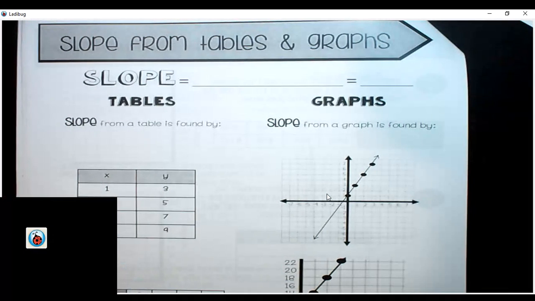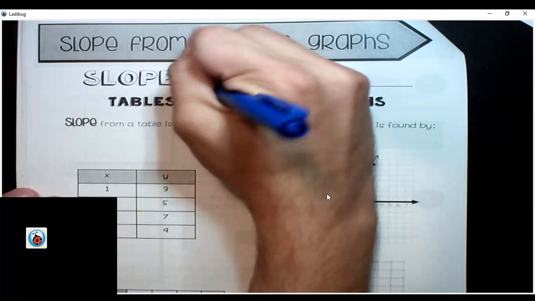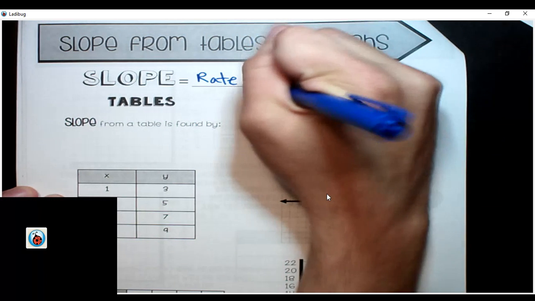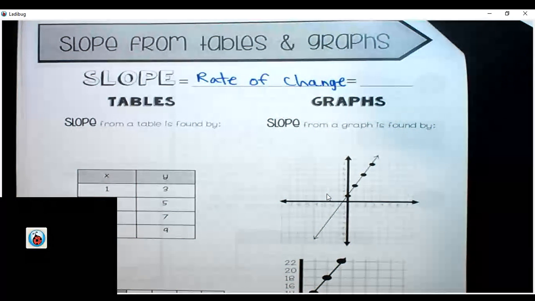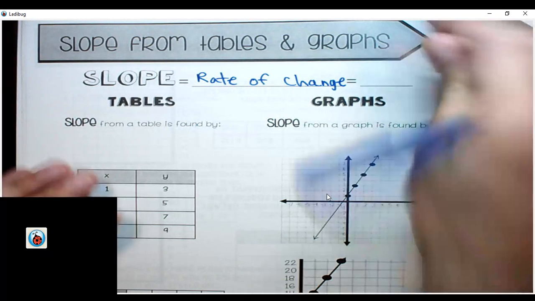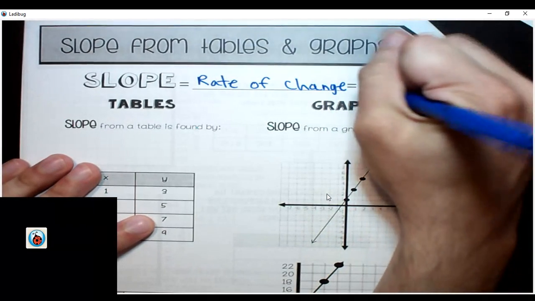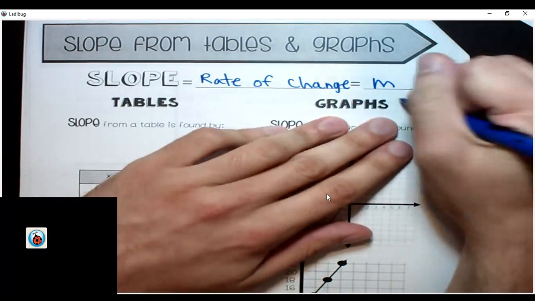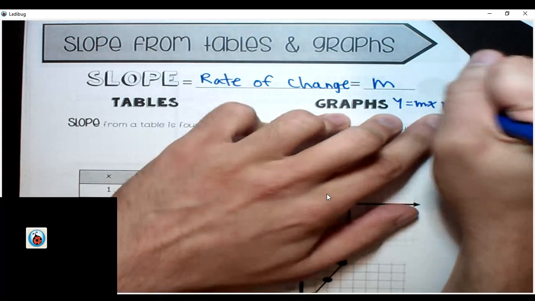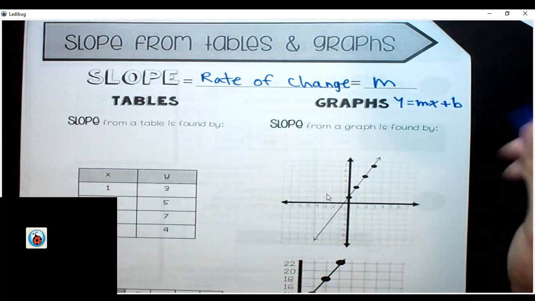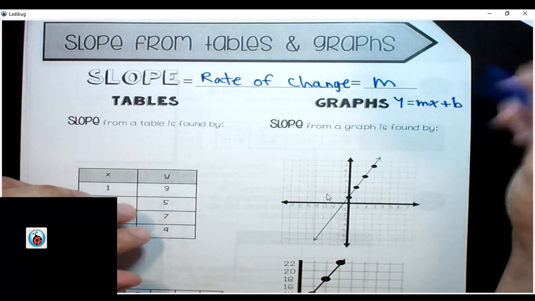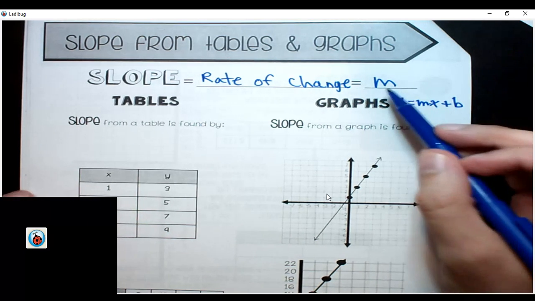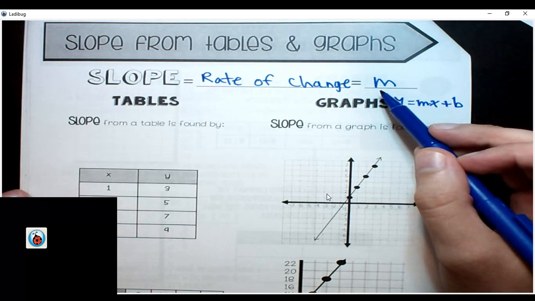So slope is also called the rate of change. Go ahead and write that in, rate of change. If you're ever asked, what is the rate of change? That means, what is the slope, essentially, is what they're asking for. The variable that represents slope is m, and that is associated with y equals mx plus b. You don't need to know that for this lesson, but you will encounter this equation later on. Right now, you just need to know that m is represented as slope.